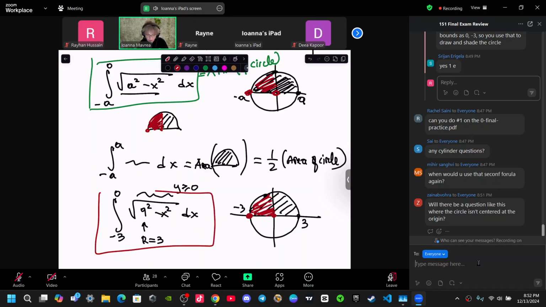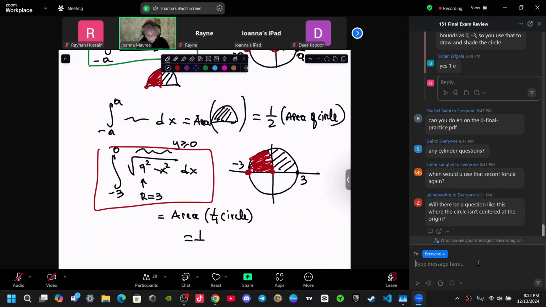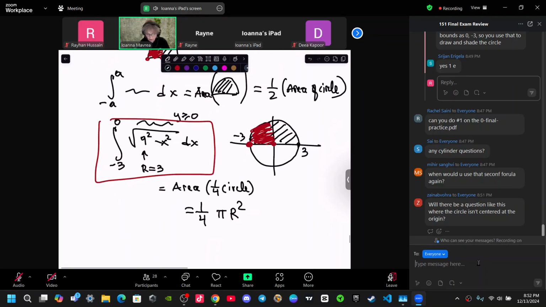That's what this measures, the area of the red piece. So it measures a quarter of a circle with radius 3. That would be 1/4 the area of a circle, which is pi r squared. So it's 1/4 pi times 3 squared, so that's the answer. Don't simplify it.